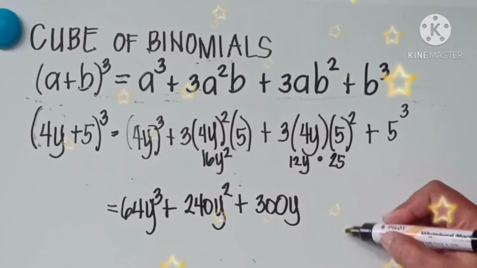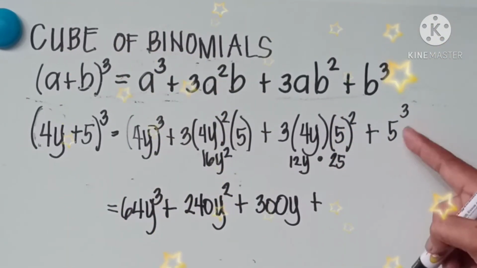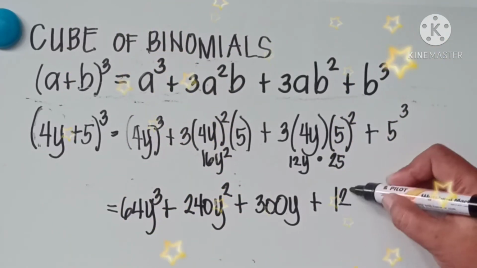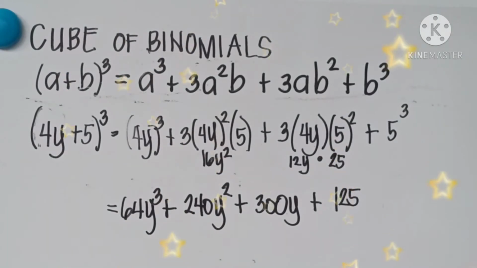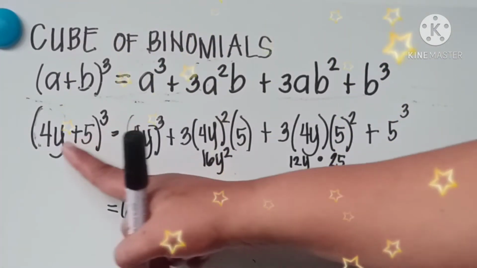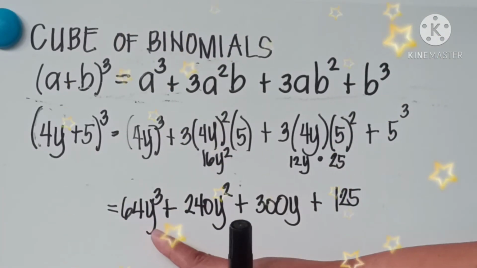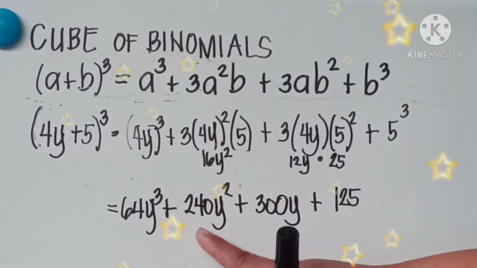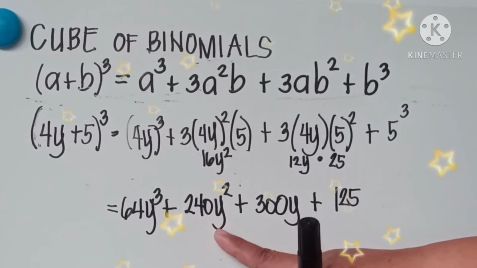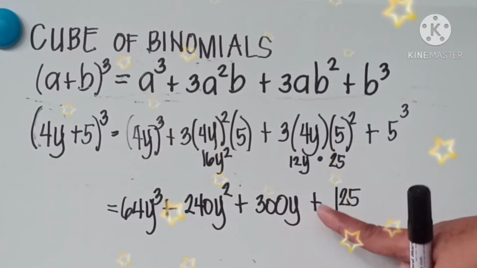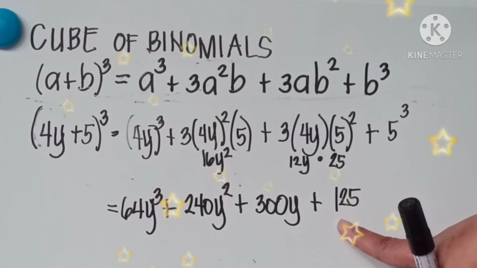It is 300y. Then plus the cube of 5 is 125. So the cube of 4y plus 5 is 64y cubed plus 240y squared plus 300y plus 125.